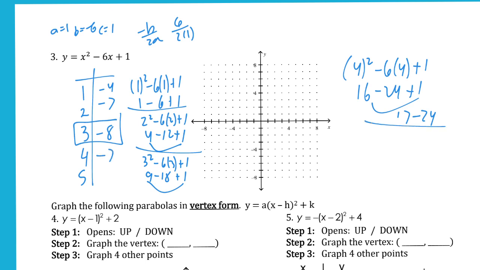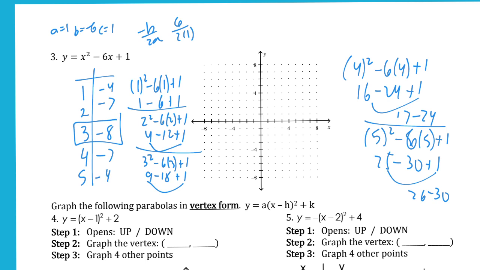And then the last one is going to be 5 squared minus 6 times 5. And then plus 1, that's going to be 25 minus 30. And then plus 1, that's going to be 26 minus 30 is negative 4. And we got symmetry. So we must have found the middle, and it looks like we did good math. So 3 is negative 8. This is negative 7 on each side of it, and then 0 or 1 is negative 4. Okay, so we've got our little problem.